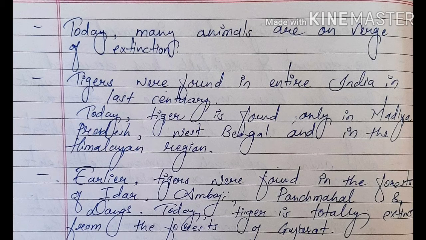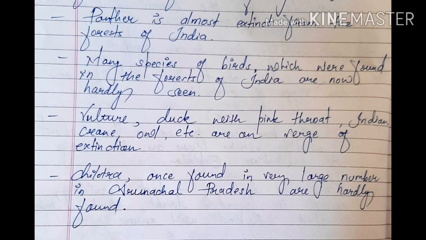Tigers were found in entire India in the last century. Today, tiger is found only in Madhya Pradesh, West Bengal and in the Himalaya region. Earlier, tigers were found in the forest of Idar, Ambaji, Panchmahal and Dang. Today, tiger is totally extinct from the forest of Gujarat. Panther is almost extinct from the forest of India.